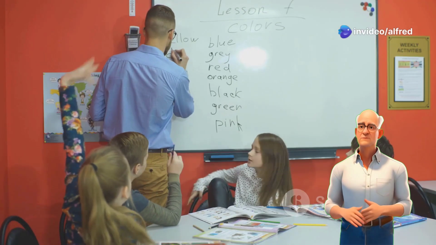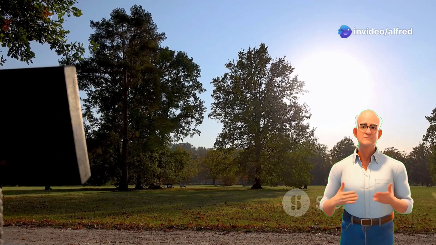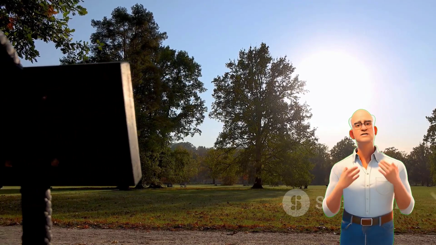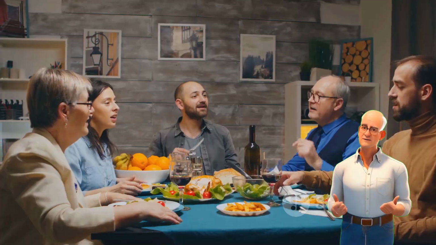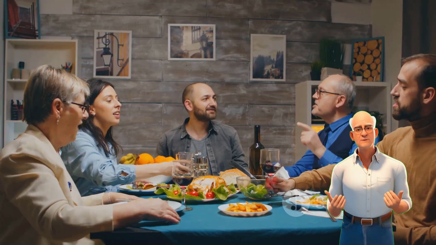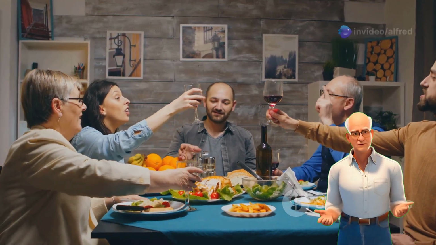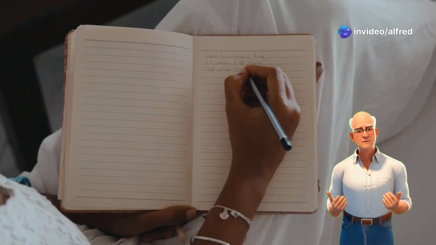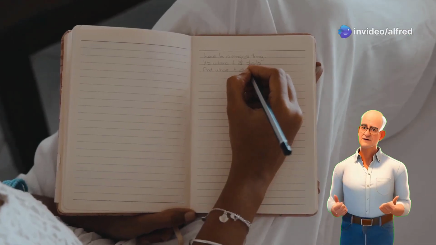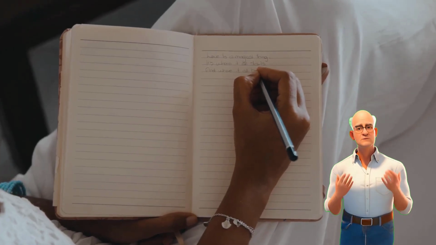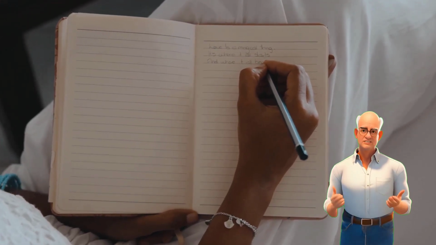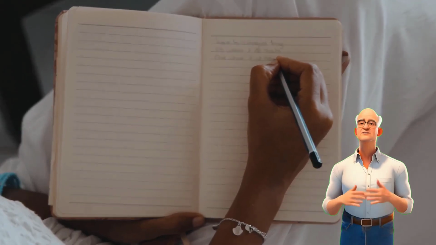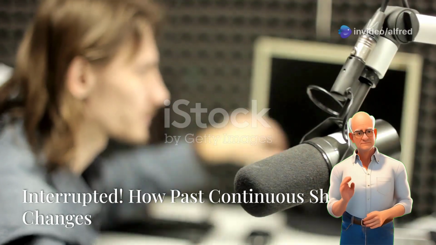Here are some more examples. The sun was shining and the birds were singing. This sets a vivid scene of a beautiful day. We were having dinner when the doorbell rang. The past continuous shows that dinner was an ongoing activity interrupted by the doorbell. By using the past continuous, we can create vivid and interesting descriptions of what was happening in the past. It allows us to bring our stories to life with detailed and dynamic scenes.